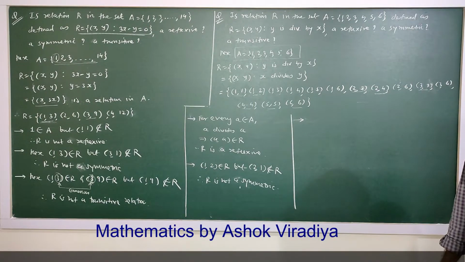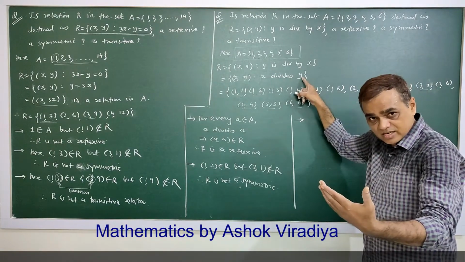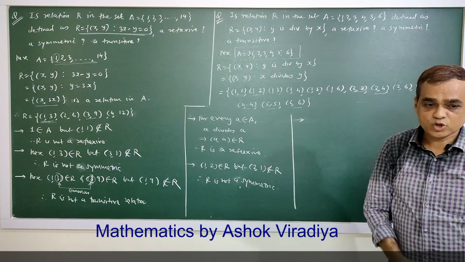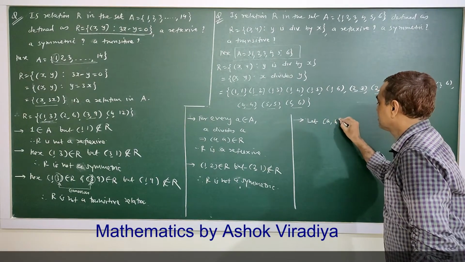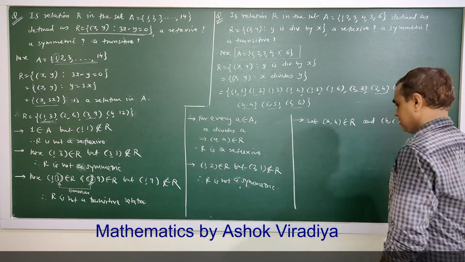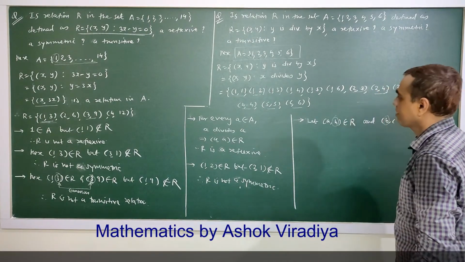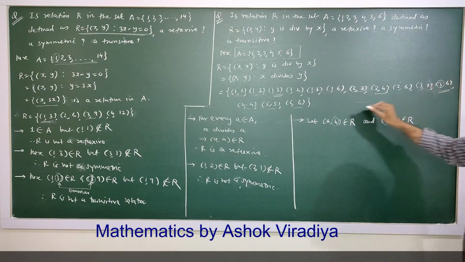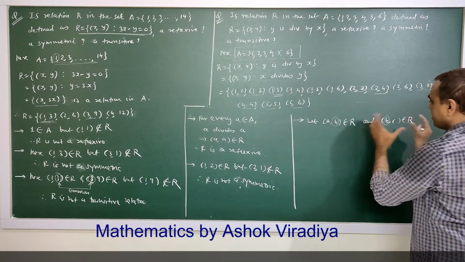Here it will be true, because from these properties it is clear that if A divides B and B divides C, then A divides C. So let me put it this way: let (A, B) belong to R and (B, C) belong to R, in which B is common. Like this, (1, 3) belongs to R, (3, 6) belongs to R, in which 3 is common. So the statements are for all such pairs of elements in which B is common.